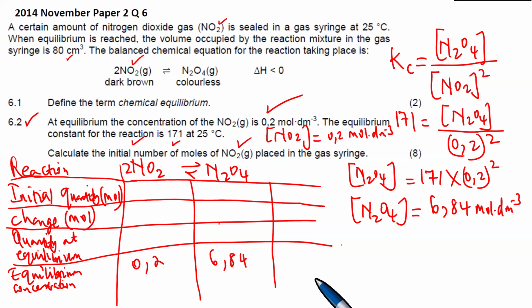So if you are able to perform the calculation: how did you get 6.84? Okay, that's a good question. We multiply 171 by 0.2 squared, from the KC equation. So you use the KC first. Yes, we use the KC value of 171, and having used it, we're able to get the 6.84, which is everything at equilibrium here. So we're starting with 0.2 at equilibrium, and we have the concentration of the N2O4 also at equilibrium. Okay, right, we good.